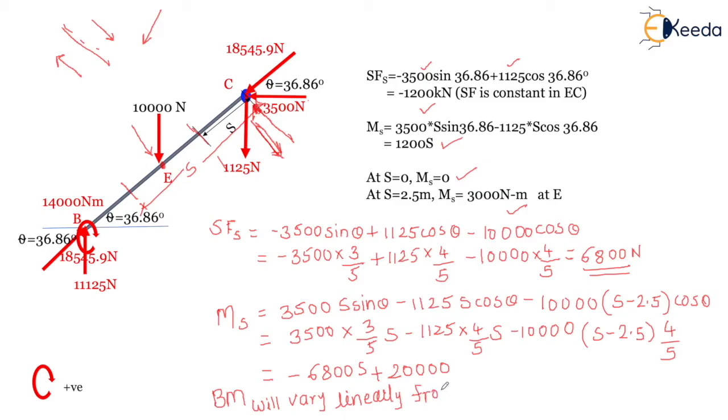from 3000 newton meter, here we got 3000 newton meter, right, at this point, to minus 14,000 newton meter. Okay, so here we have already calculated 14,000 newton meter. So it completes our calculation for shear force and bending moment. Now let's move towards the plotting of particular shear force and bending moment. So hope this is all clear to you.